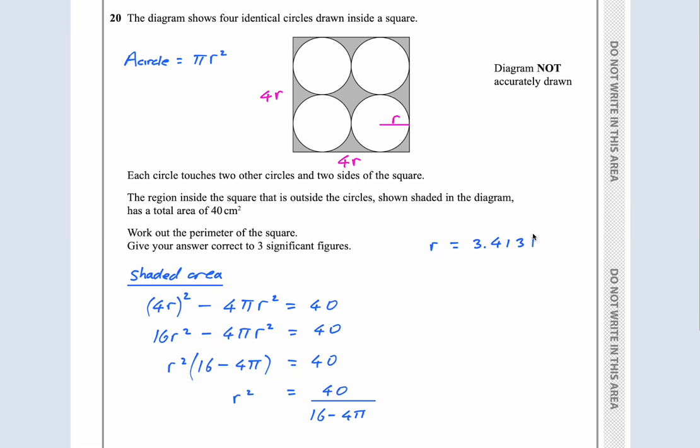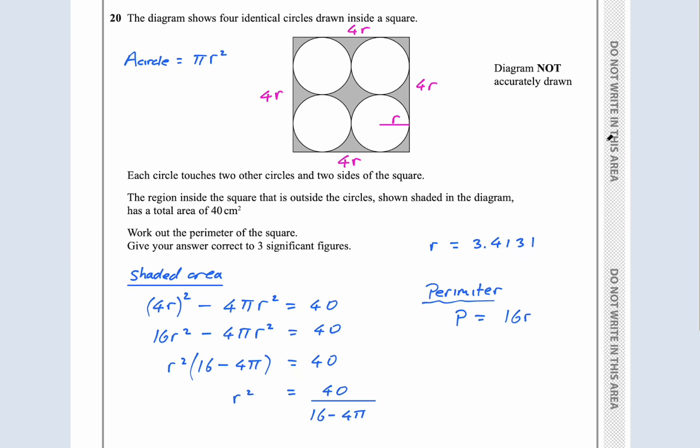3.4131. So that is the radius. The perimeter of the square is then equal to 4r plus 4r plus 4r plus 4r, which is actually equal to 16r. Perimeter P is equal to 16r, because guys, it's 4 of these, 4r plus 4r plus 4r plus 4r, which is 16r. It's not multiplied, we're adding them.